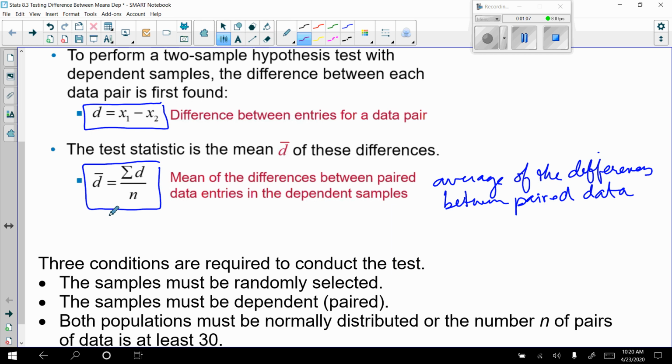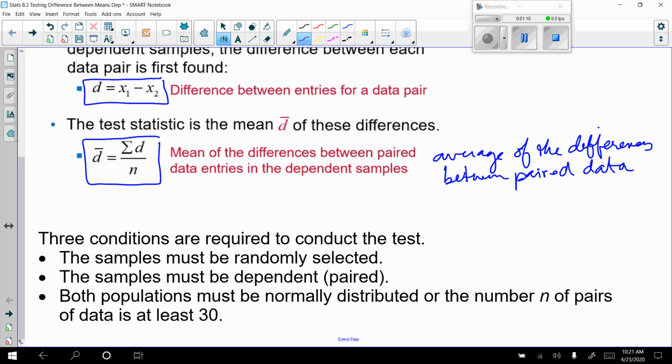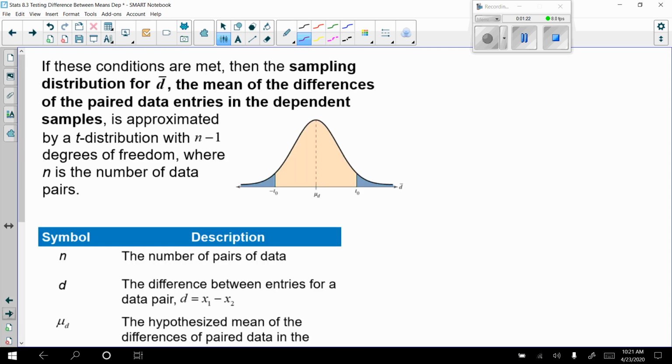And then once we do that, we're going to check our conditions, make sure that they're random, make sure that they're dependent, that they're paired, and they have to be normally distributed, or the number has to be greater than or equal to 30, just like before. If these conditions are met, then we can set it up using a t-distribution model, where n minus 1 is the number of degrees of freedom.